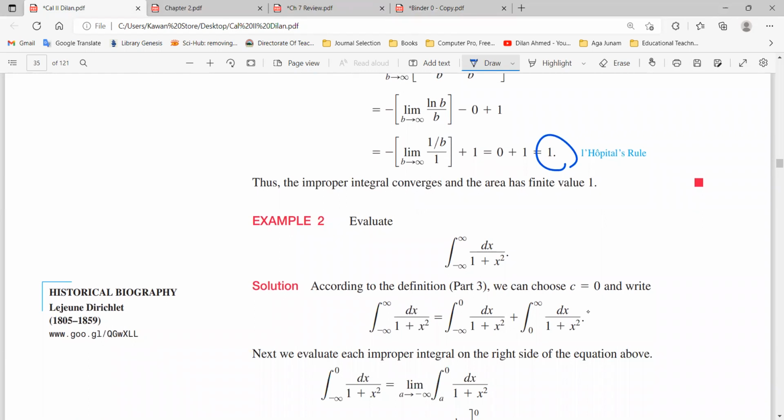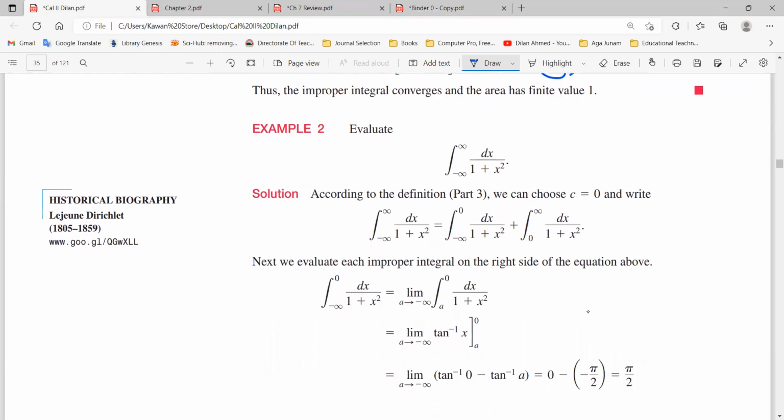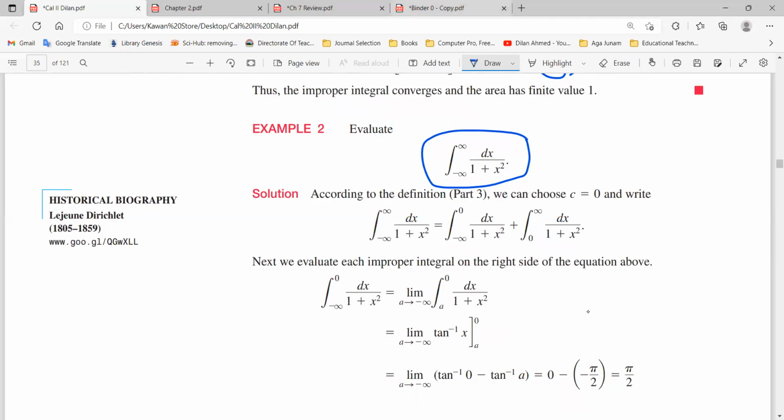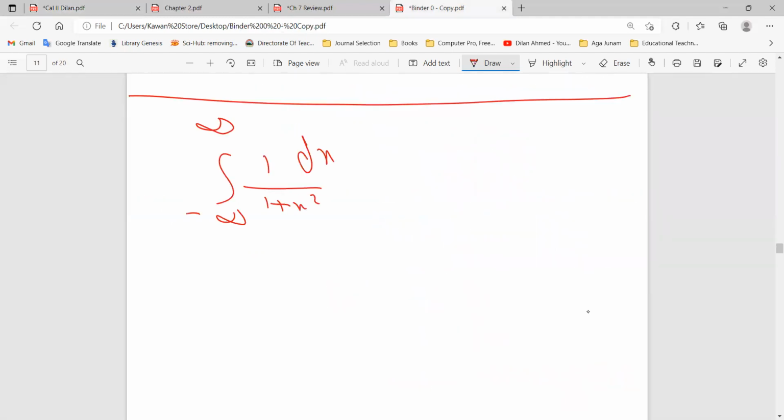Last example. How do we solve that example? Last example of type I, because you have two types, I and II. So how do we solve that one? Look at here, this is not new for you. Integral from minus infinity to infinity of dx over 1 plus x squared. Am I right? So how do we solve that? I'm going to change like that.